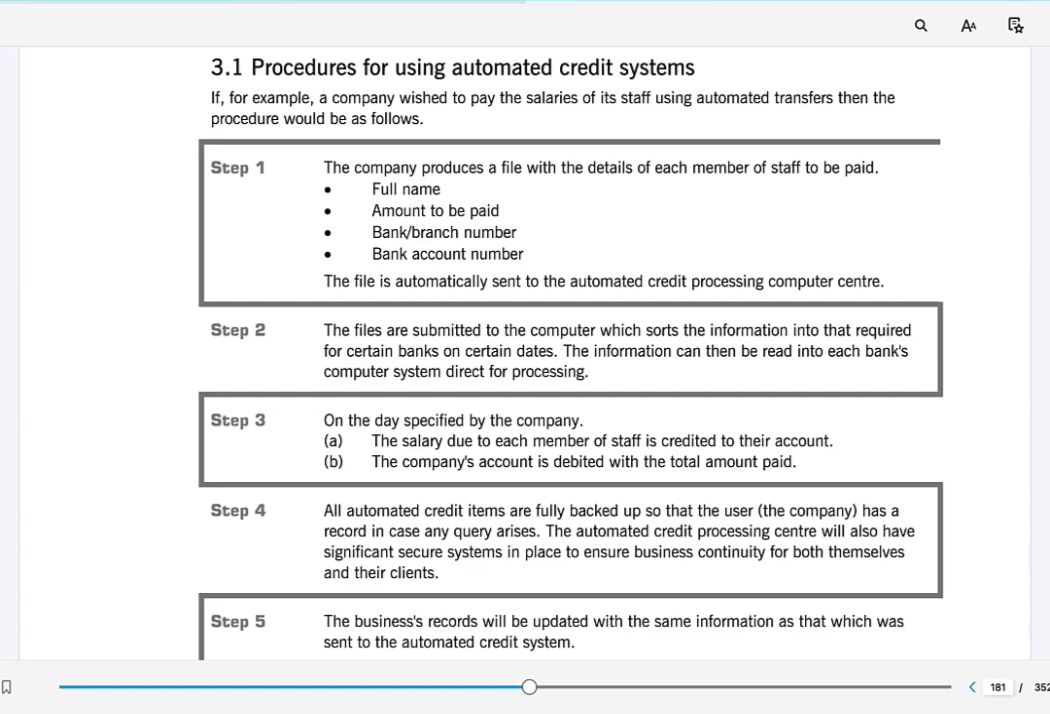Checks that must happen during step 1. Now class, step 1 is not just preparing the file. Step 1 also involves checking the file. Because a payment file is powerful, once it is sent, money moves, so the company must check at least these points. Check 1. Every employee who should be paid is included. This prevents missing payments. Check 2. No extra or fake employee is included.